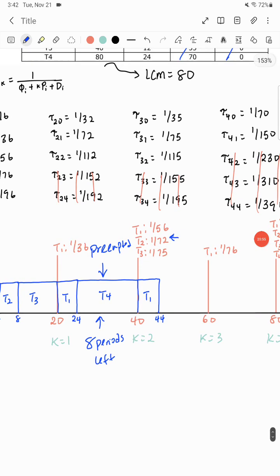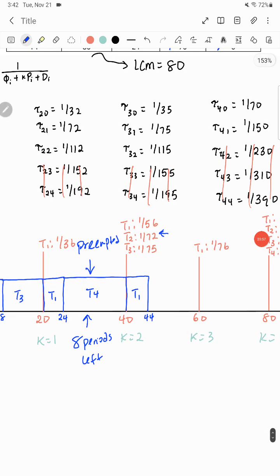So now we're going to execute 8 periods of T4. So you should be left with something like this, 52, right? So now we are moving to the next priority level. We are done executing T4. We are done executing T1. The next priority level is T2. So T2 is executed. Sorry, it's not drawn to scale, but this is 56.